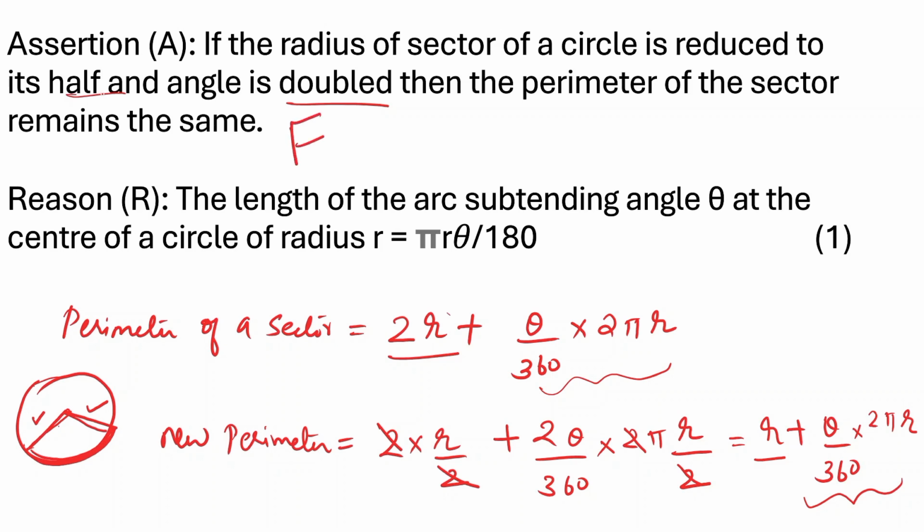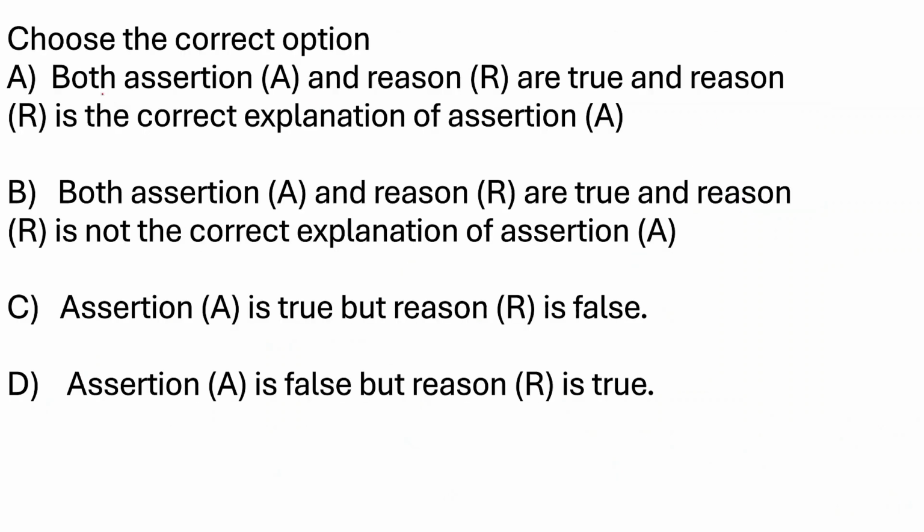The reason says the length of the arc subtending angle theta at the center of the circle of radius r equals pi r theta by 180. That you know the equation. Theta divided by 360 times 2 pi r. So when we cancel these two, we will get theta pi r divided by 180. That is the same as pi r theta by 180. So this is true. So what will we select? Assertion is false, but reason is true. Option D.